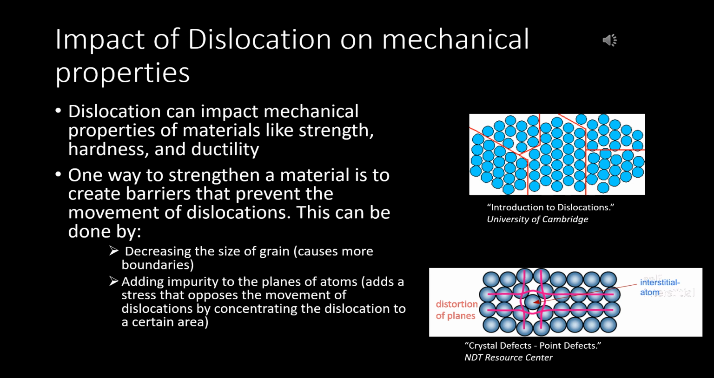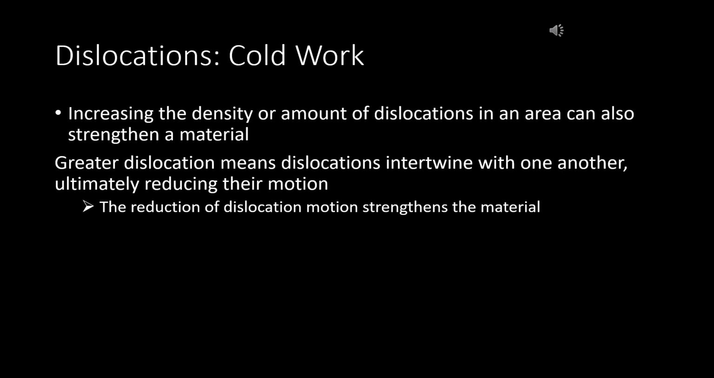Another way to strengthen a material is to slow down the movement of dislocations by adding impurities to the plane of atoms, which introduces a stress that opposes the movement of dislocations and concentrates the dislocations to a particular area. The bottom figure shows how the addition of the impurities can cause a stress in the surrounding atoms. Another way that dislocations can impact the mechanical property of strength is through something known as cold work. Cold work is when you increase the density or amount of dislocations in a particular area. By increasing the number of dislocations in an area, it reduces the motion since the dislocations begin to intertwine with one another, which impedes the movement of other dislocations.